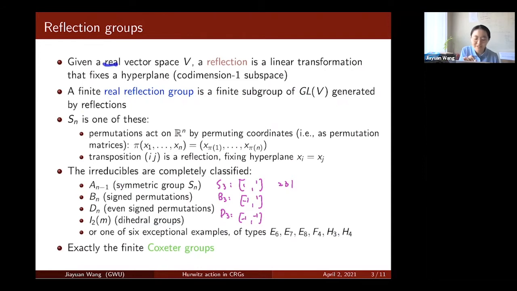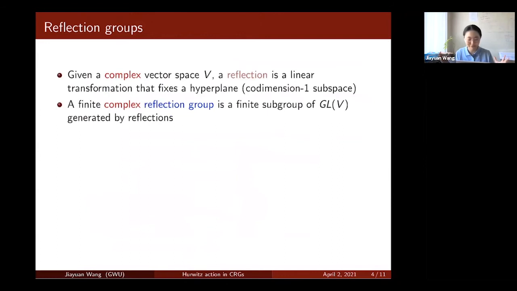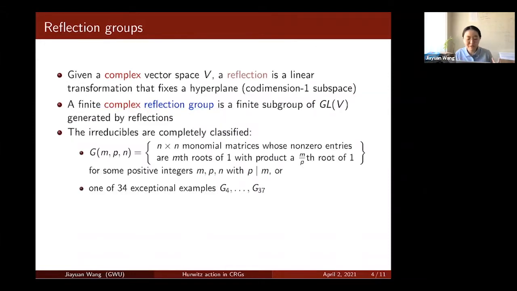And if we change this word from real to complex, then we have complex reflection groups. Here again, a reflection is a linear transformation that fixes a codimension 1 subspace, and similarly, a subgroup generated by these reflections is called a finite complex reflection group. And again, all the irreducibles are completely classified by Shephard and Todd in 1955.